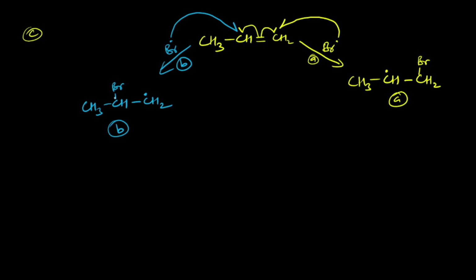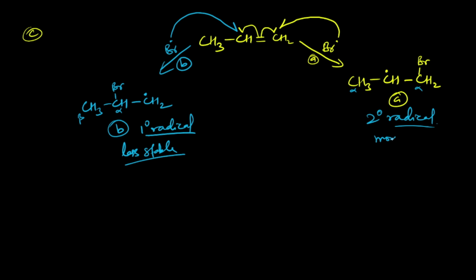Correct? Now you just tell me, this one is a 1 degree radical. Correct? And this one is a 2 degree radical. Got it? See, this free radical is on an alpha carbon, and this is also an alpha carbon. So two alpha carbons, so 2 degree radical. For this radical, we have only one alpha; this one is beta, right? So one alpha, so 1 degree radical. And we know that the 1 degree radical is less stable and the 2 degree radical is more stable.